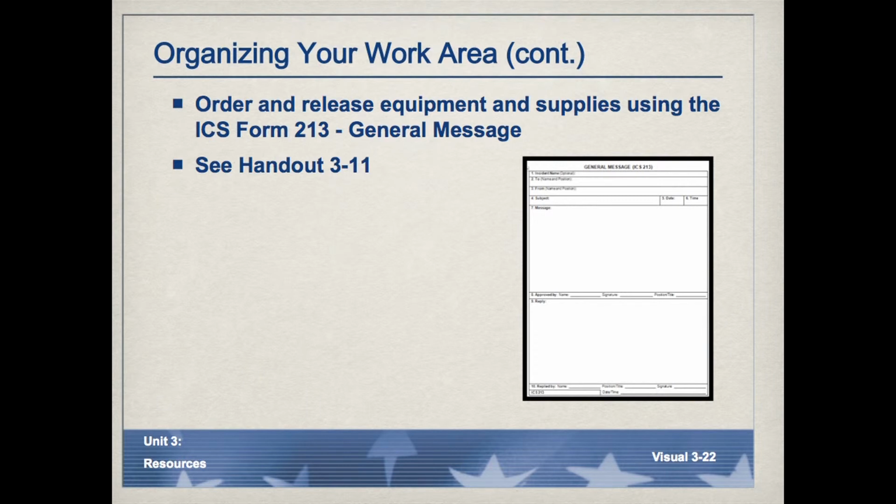ICS Form 213 includes the following: a description of what is needed, the quantity, the date and time needed, where it should be delivered, and approval signatures. Remember to always follow the procedures established by the planning section chief.